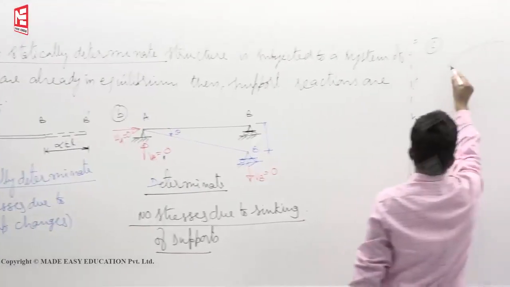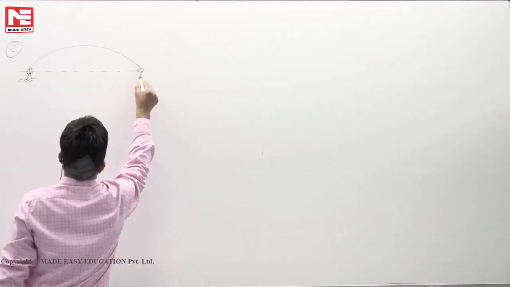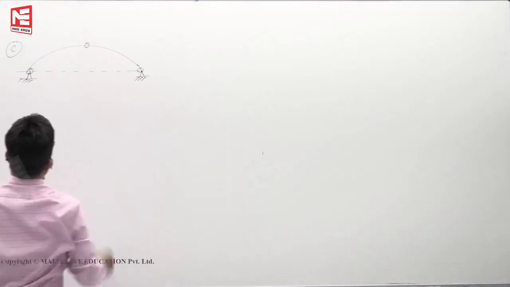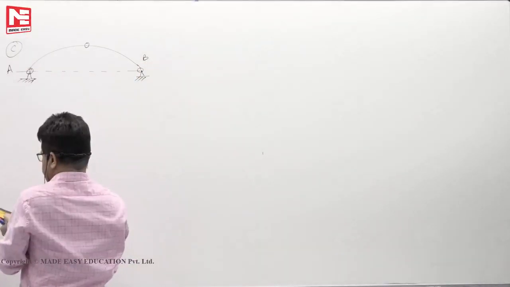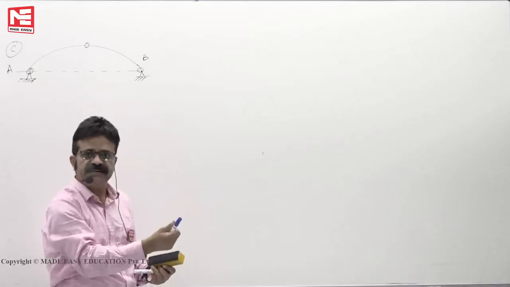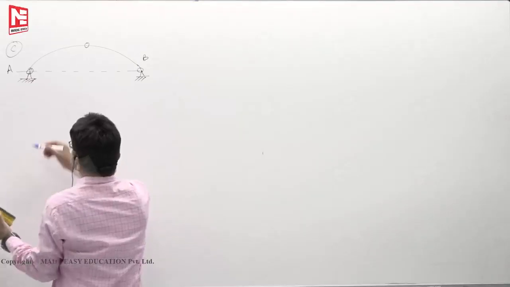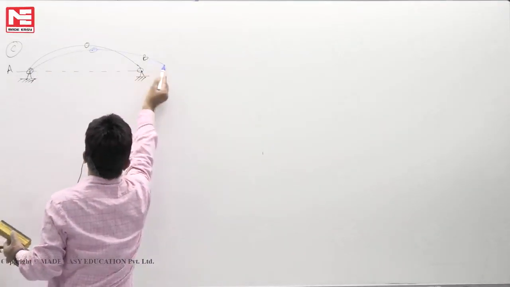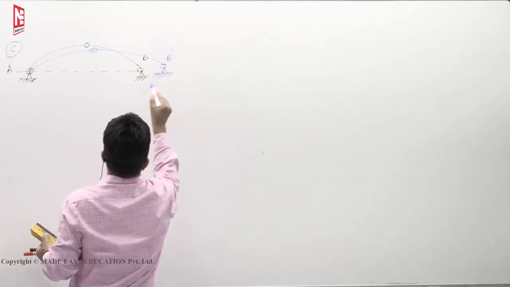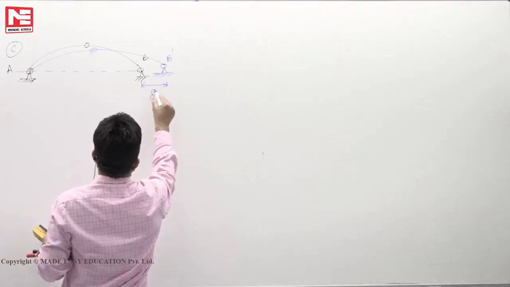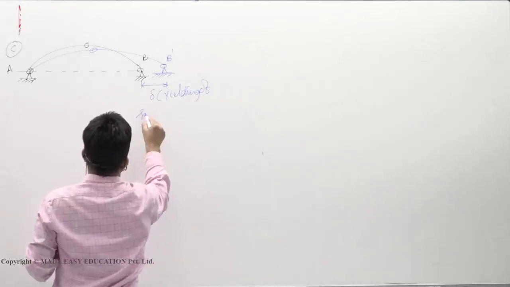You have studied about arches, arch construction. Again, we'll discuss this in a separate chapter. Now, this is a statically determinate structure, A, B. Due to some reason, assume that the support has yielded and translated horizontally. Then, this one will take this position. B will go to B dash. This value, say delta, we call it yielding of supports.